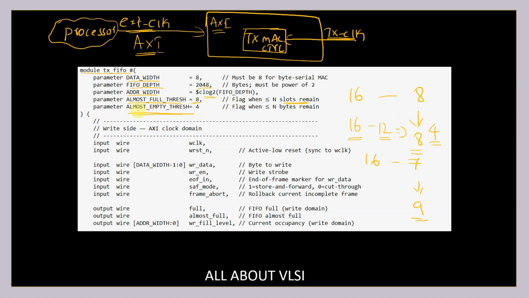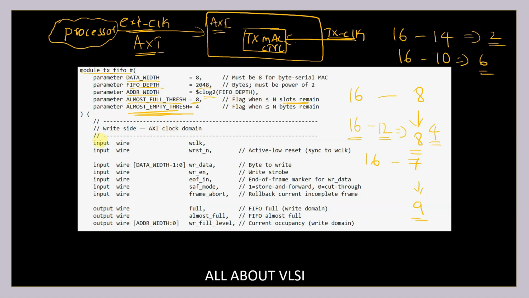So that means this particular flag will be given almost_empty. Let's say if I read from only 14 locations, then what is 16 minus 4? It is nothing but 2. So that means this particular empty signal will be made to 1. Let's say if this is 16 minus 10, which is equal to 6, then that means this particular flag will not be made to 1. So this is how it is going to work.